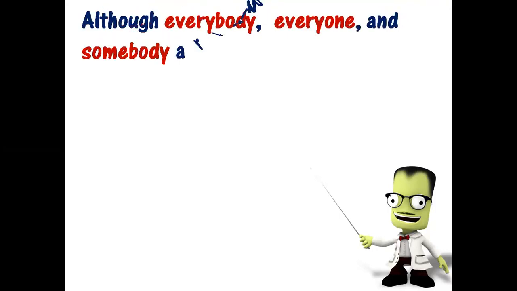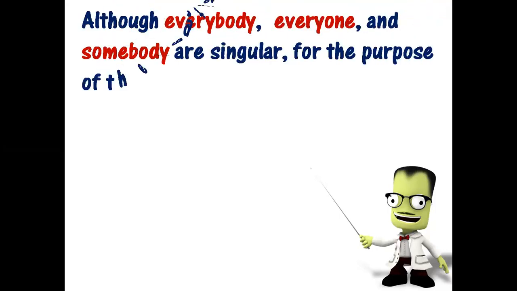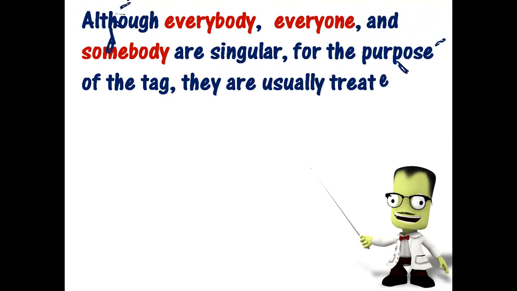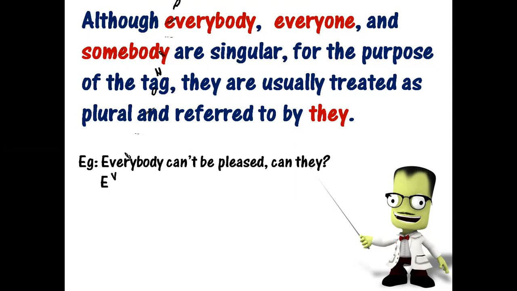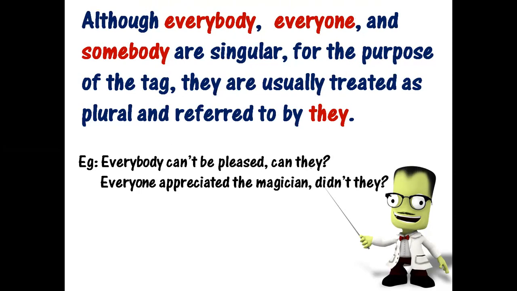Next, everybody, everyone, somebody. Actually, we use a singular verb after these, but in the tags, we treat them as plural and we add they in the tag. Look at the examples. Everybody can't be pleased, can they? Everyone appreciated the magician, didn't they? So whenever there is everybody, everyone, or somebody, use they in the tag because we are treating them as plural.